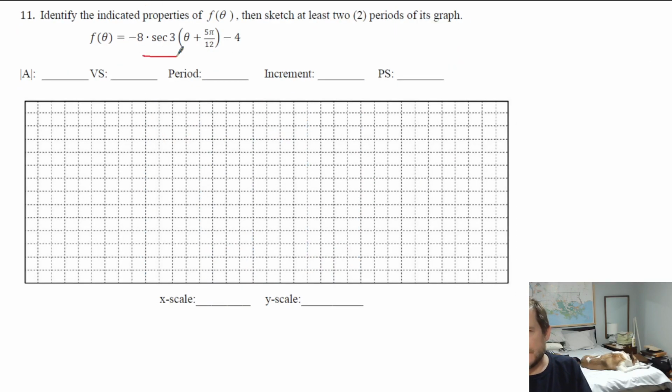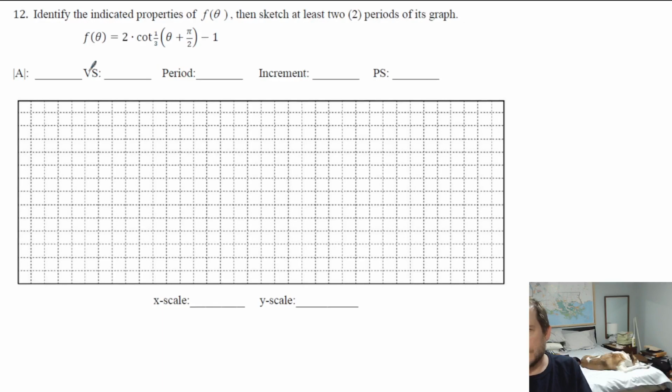Alright, another secant. Don't feel like doing it. Another cotangent. I'll do the cotangent, and then I gotta call it because I'm getting quite tired, and this is getting late as well. Alright, the A value is 2. The vertical shift is 1 unit down. The period is pi divided by 1/3, so 3 pi, which makes the increment 3 pi over 4. And the phase shift we can see to be pi over 2 to the left.